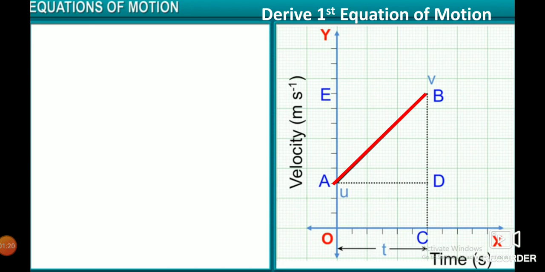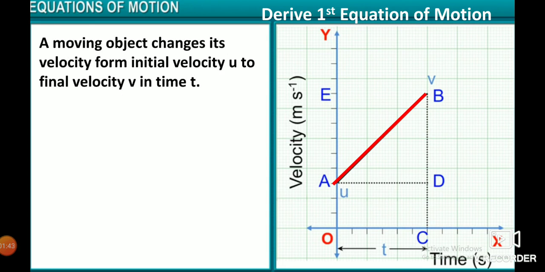You can see graph starts from A to B. That means an object is moving from point A to point B, and it already had started with some initial velocity at time t equals to 0, which was small u. After reaching B, it acquires a velocity, let us say small v. Here, an object changes its velocity from initial velocity u to final velocity v in time t.